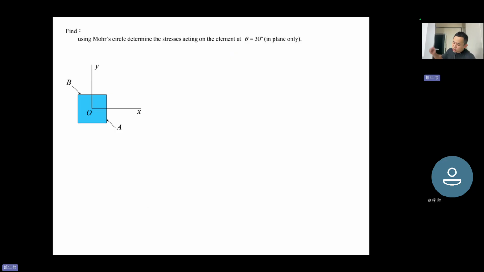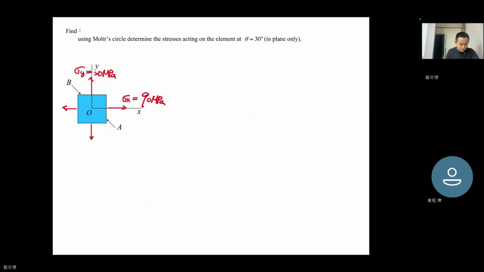Okay, so using Mohr circle, determine the stress acting on the element at theta equal to 30, in plane only. Of course, we don't know how to do that yet. All right, so the problem looks like this. Sigma x equal to 90 MPa, and this is sigma y equal to 20 MPa, and it has no shear stress. And luckily, this is the sigma 1 and sigma 2 state.